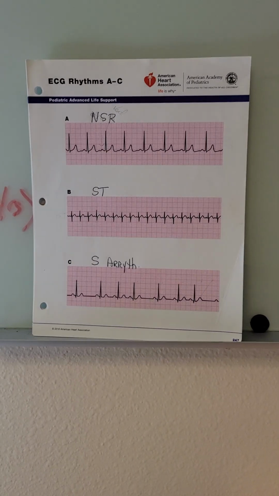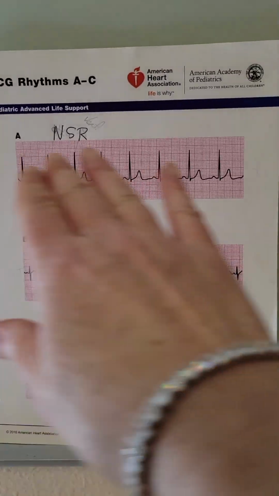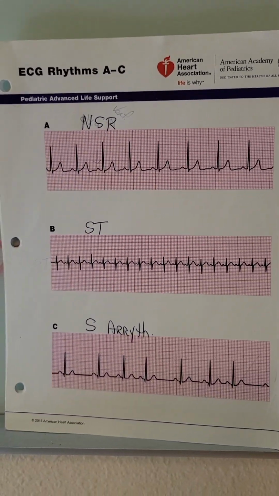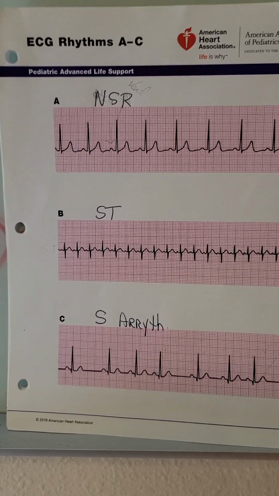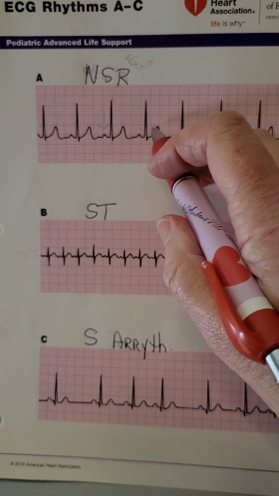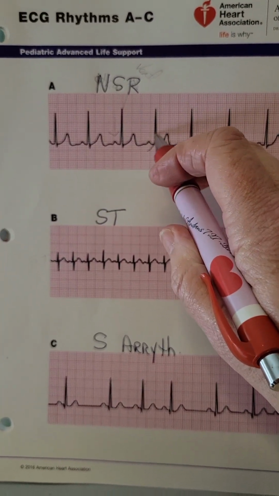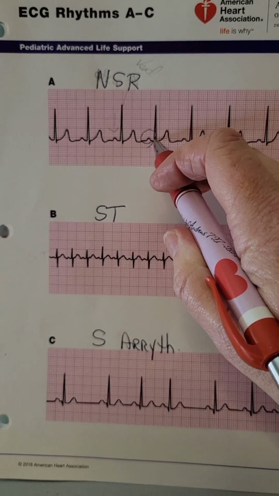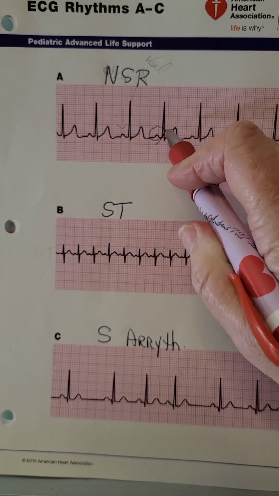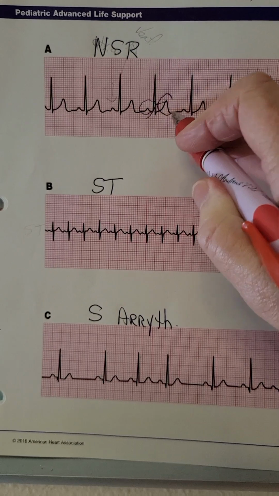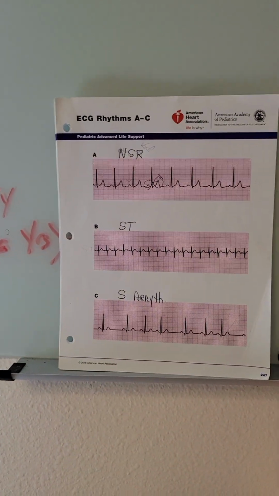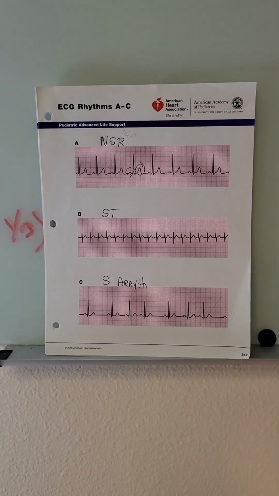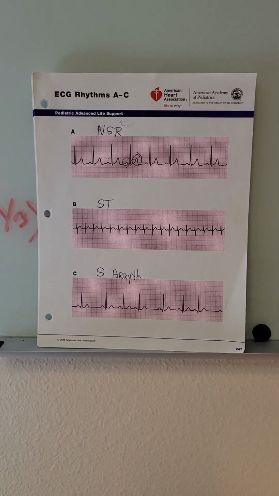Okay, now I'm going to switch this around. Here we go. So we've got letter A here, and we have a normal sinus rhythm. We know that because we have a clear-cut P right here. We have a clear-cut QRS, and we have a clear-cut T, and nothing is distorted or abnormal or not within the normal limits. So that's a normal sinus rhythm. Don't really need to do much for that patient except monitor that patient.